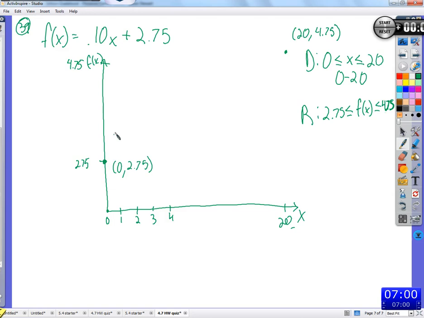We can connect these. Should we connect it with like a curvy thing, or what kind of shape should we use? Curve? Straight line? No, not straight line. Well, it's either a curve or it's a straight line. I mean, there's not really any other options.